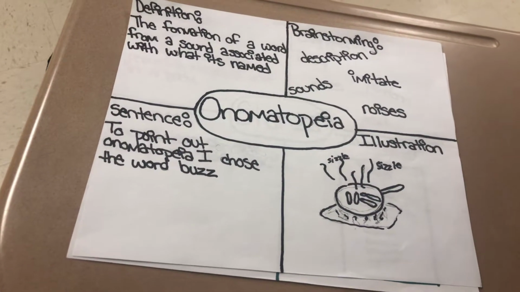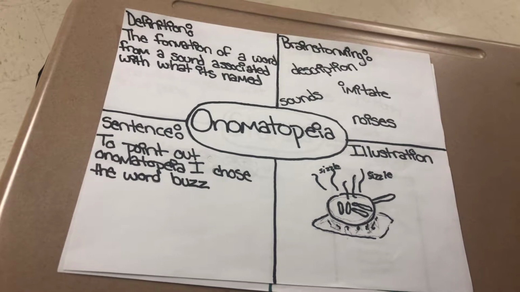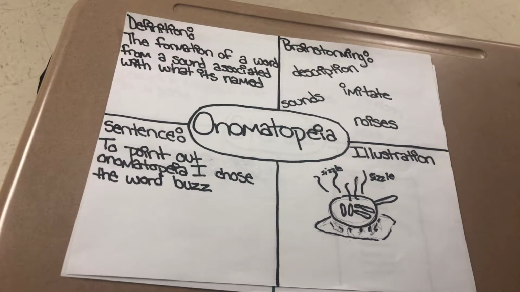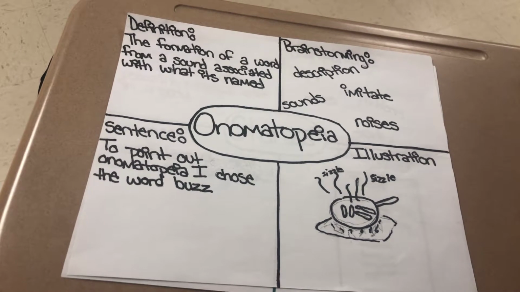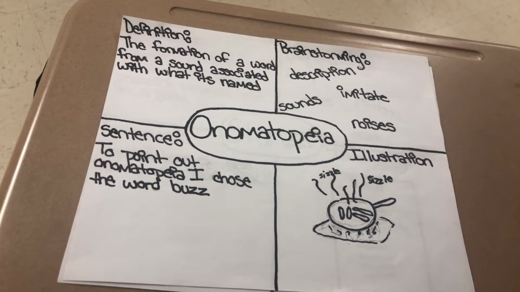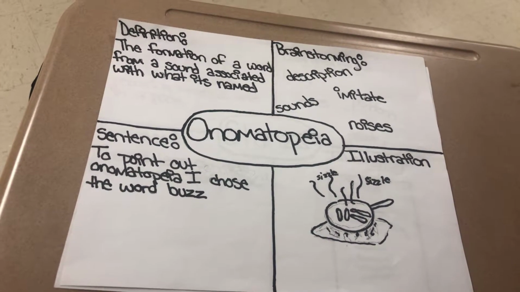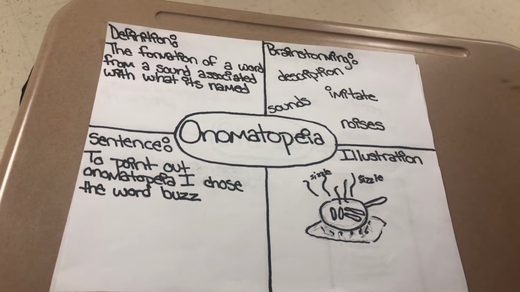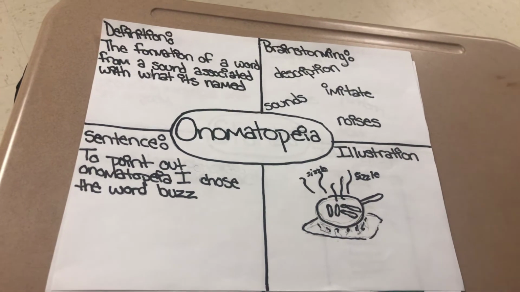The next word is onomatopoeia. The definition is the formation of a word from a sound associated with its name. The sentence we have is, to point out onomatopoeia, I chose the word buzz. Some words we came up with were description, sounds, imitating noises. The illustration shows bacon in a pan and it's going sizzle, sizzle.